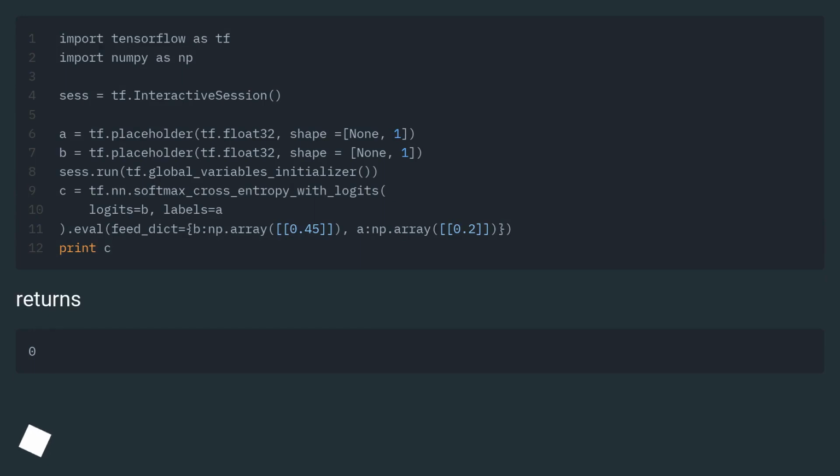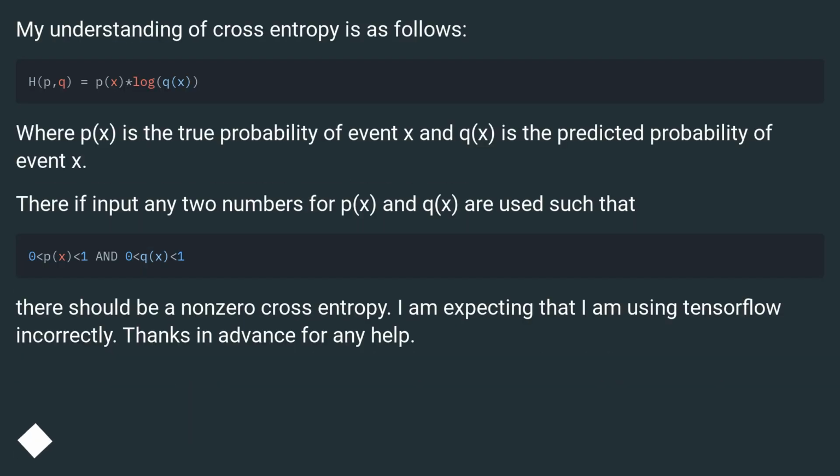Returns. My understanding of cross-entropy is as follows. Where Px is the true probability of event x and Qx is the predicted probability of event x. If any two numbers are used for Px and Qx, there should be a non-zero cross-entropy. I am expecting that I am using TensorFlow incorrectly. Thanks in advance for any help.